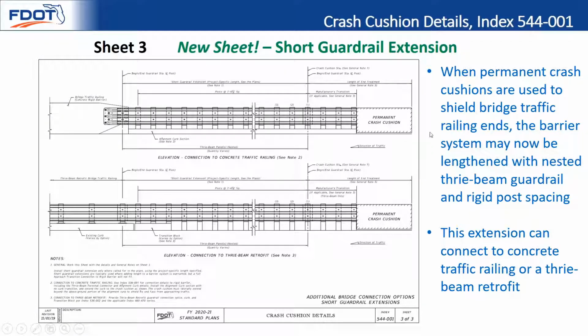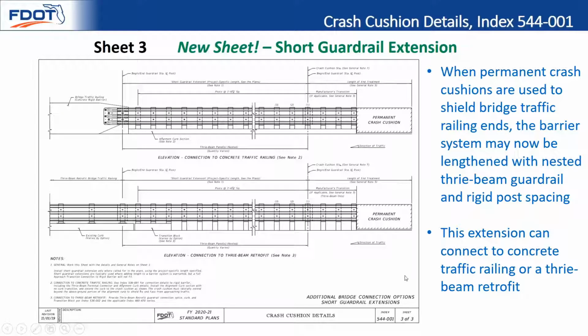And so I'll just walk you through the concepts again so you get a feel for it. So basically, when permanent crash cushions are used to shield bridge traffic railing ends, the barrier system may now be lengthened with the nested Thrive-beam guardrail and rigid post spacing. So all that's shown is quarter post spacing and nested Thrive-beam. So it's just a rigid stretch of guardrail.